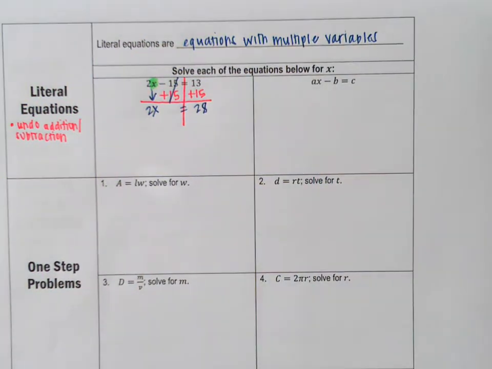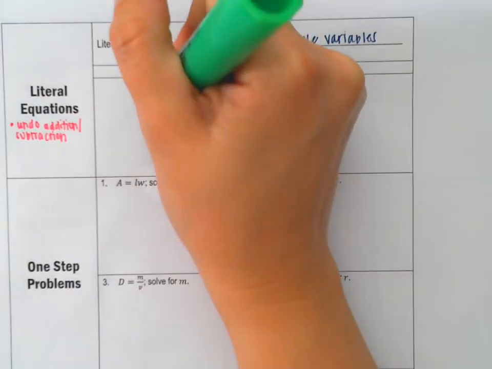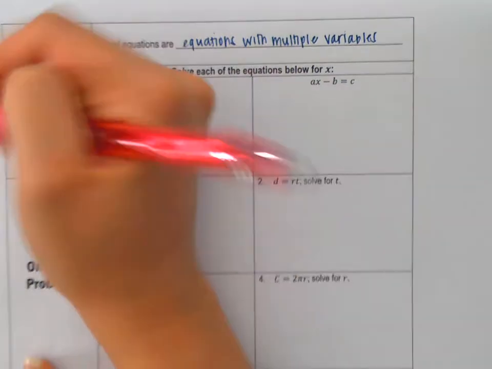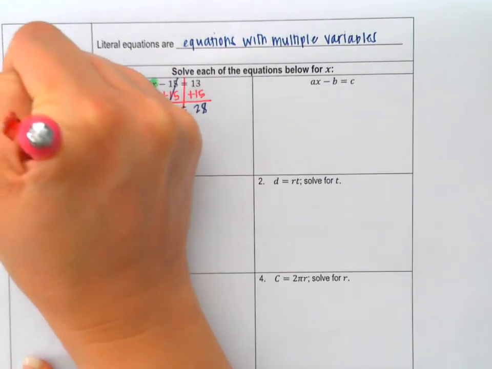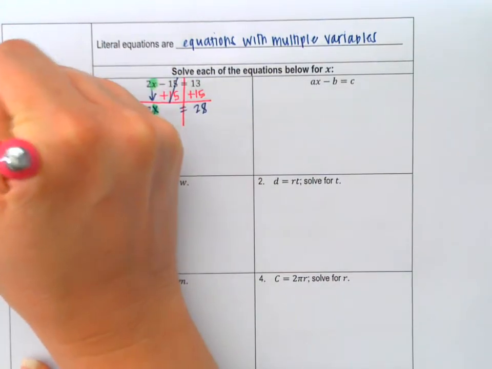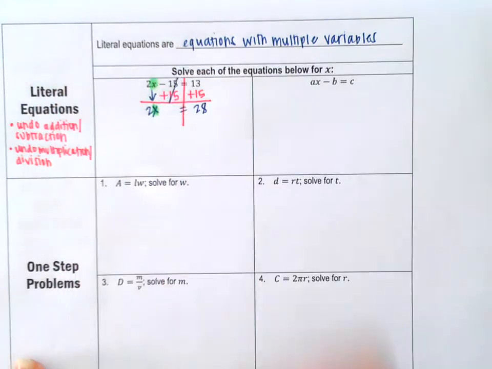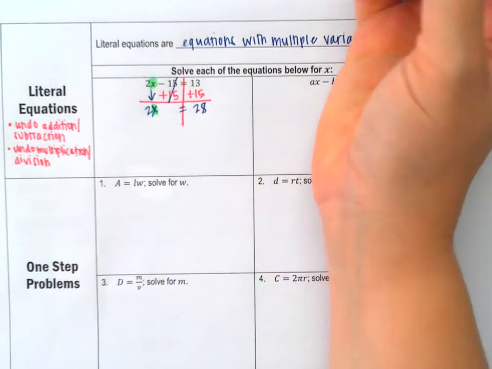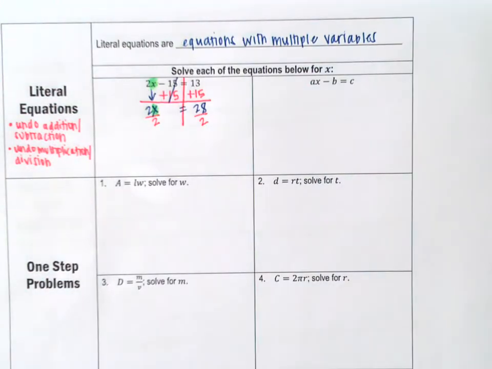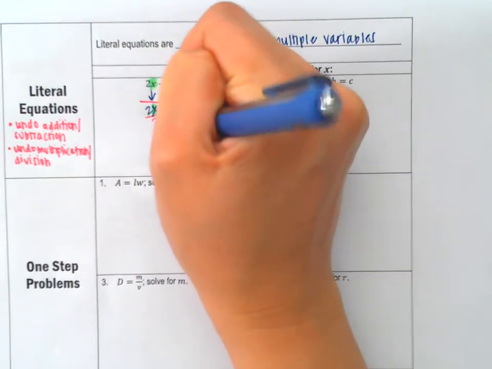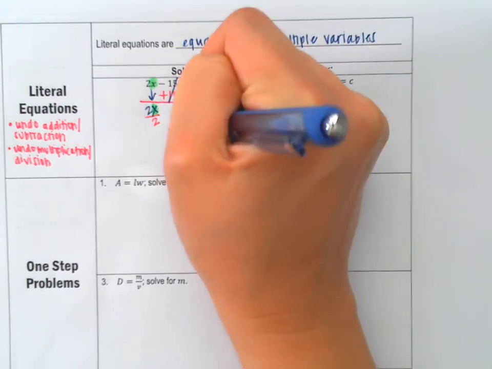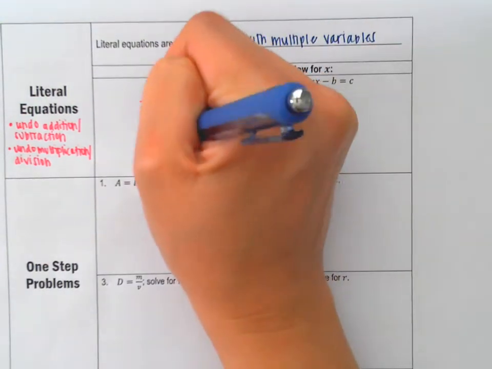Then we still need to solve for x, so we're still trying to get x all by itself. Now we undo our multiplication or division. 2 times x is being multiplied, so we divide both sides by 2. And we get 2 divided by 2 is 1, 1x, which is what we want. 28 divided by 2 is 14. And so I get my final answer of x is equal to 14.